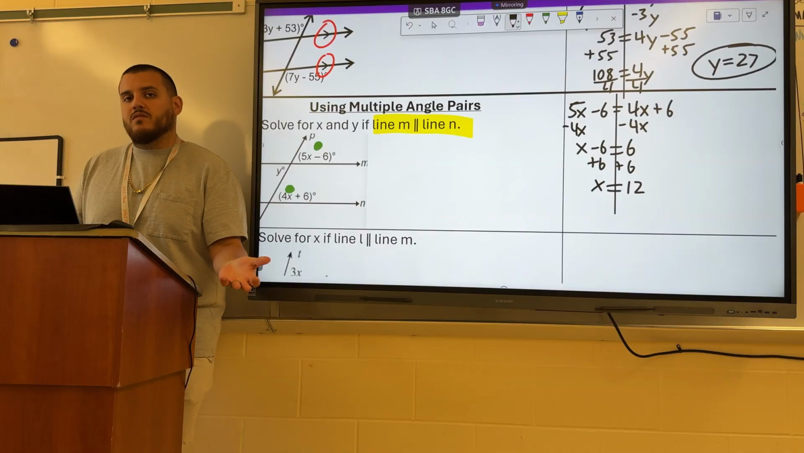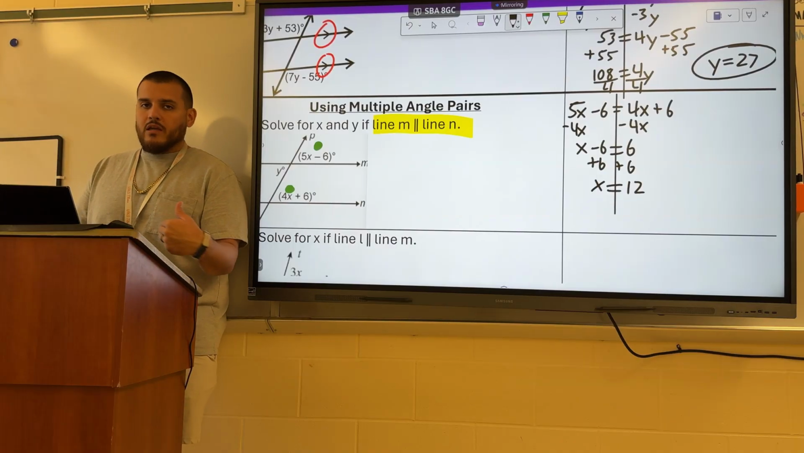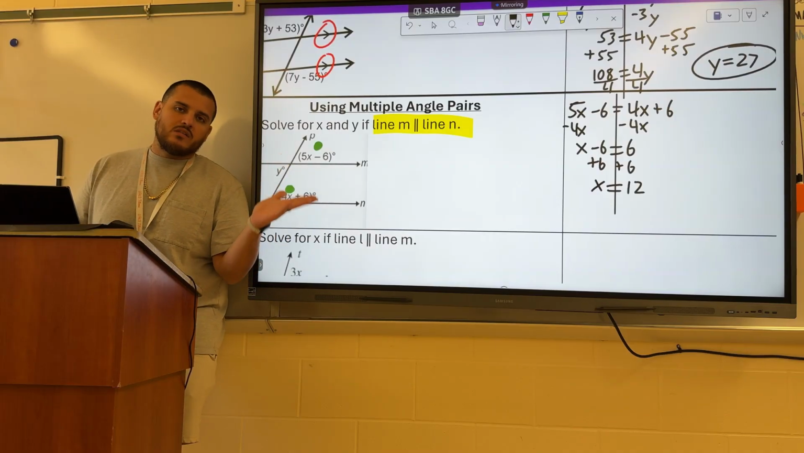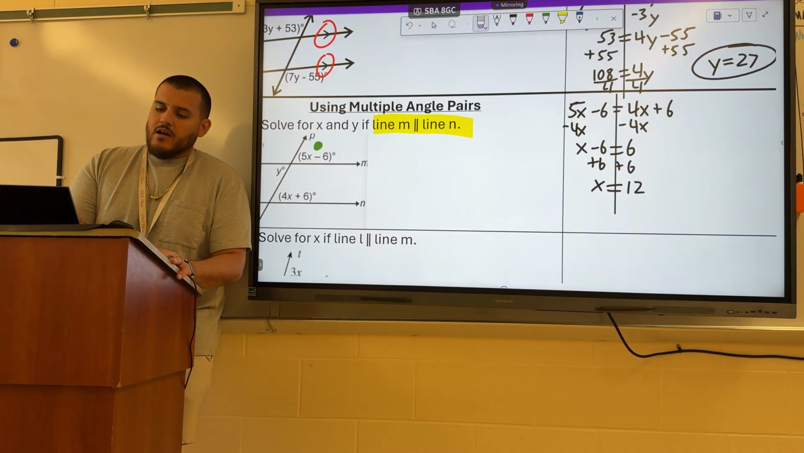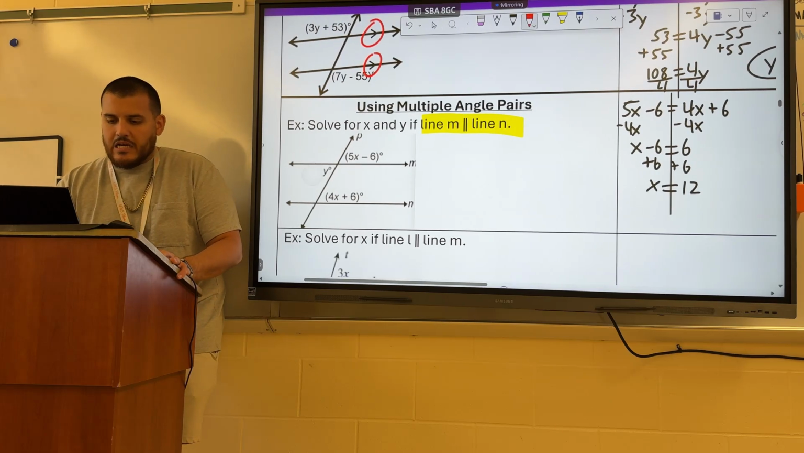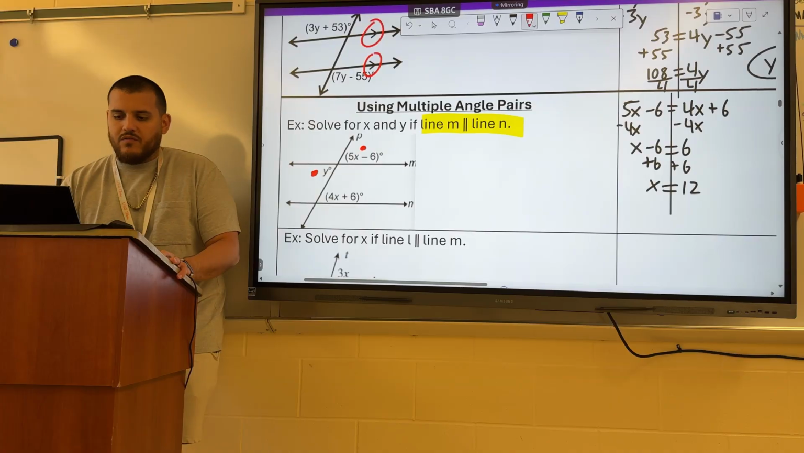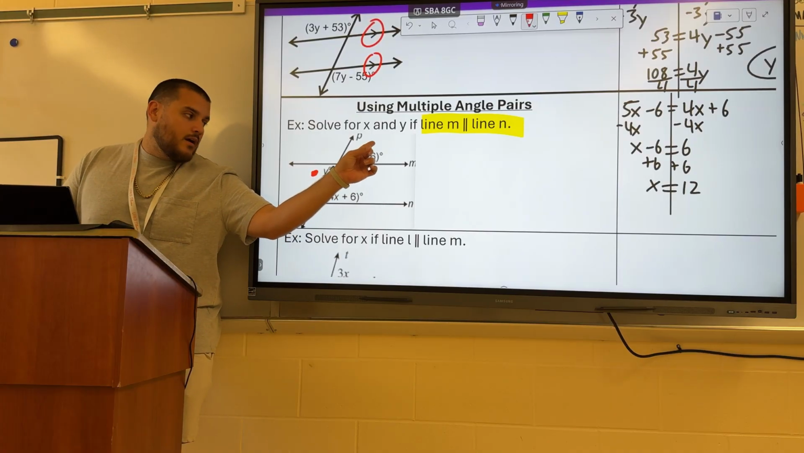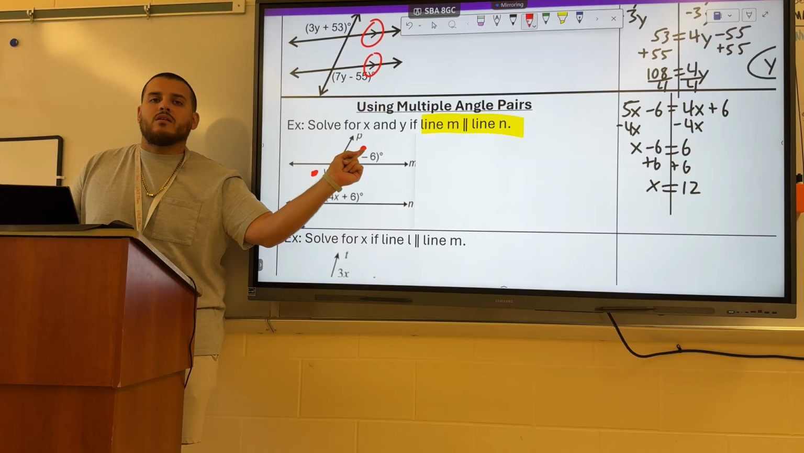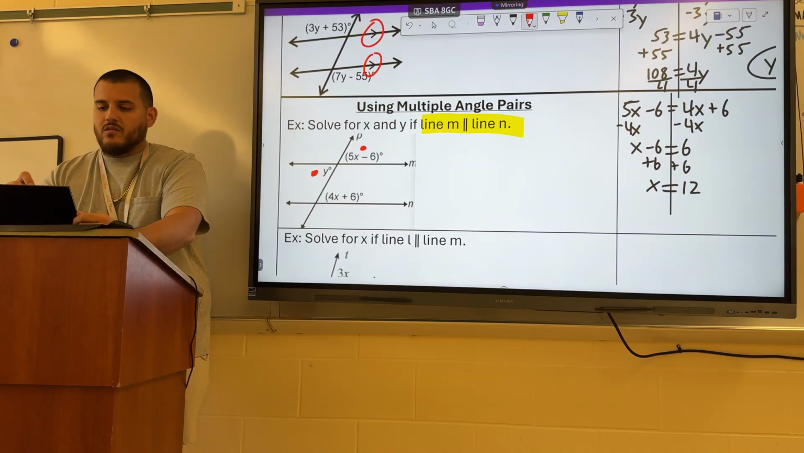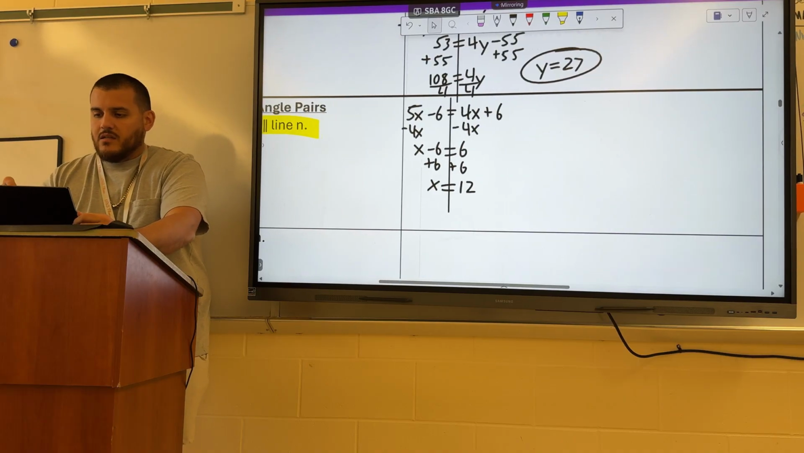Well, what I need to do with a variable now is find out more information with it by substituting or plugging it into the angles that already contained x. Okay, and hopefully what you guys can notice is that where our y is, that angle is actually vertical to my 5x minus 6. So once I plug x into this angle, I'll know that y has to equal the same amount of degrees because these are vertical angles.